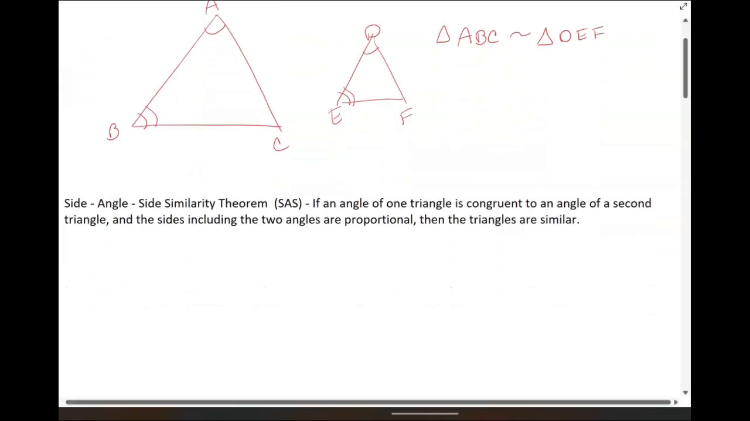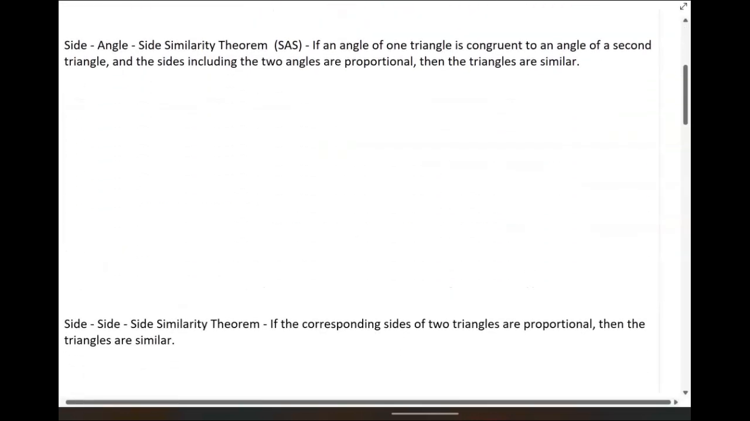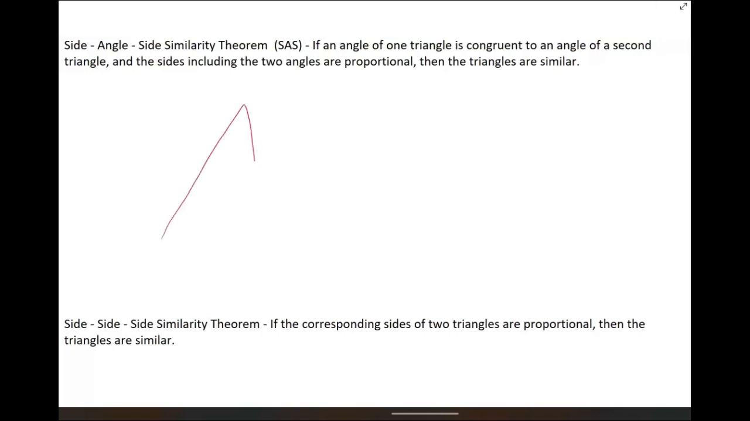Okay, so you're going to see AA a lot. But then you're also going to see something called the side-angle-side similarity theorem, which says if an angle of one triangle is congruent to an angle of a second triangle, and the sides including the two angles are proportional, then the triangles are similar. So here we are again. We're going to have two triangles. Again, we'll have A, B, C, and D, E, F.